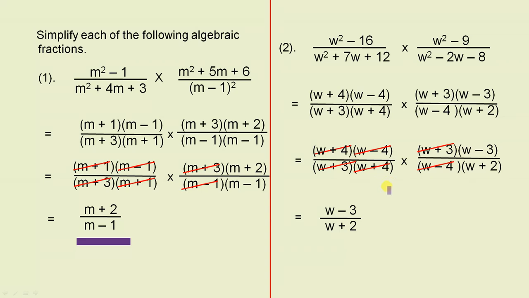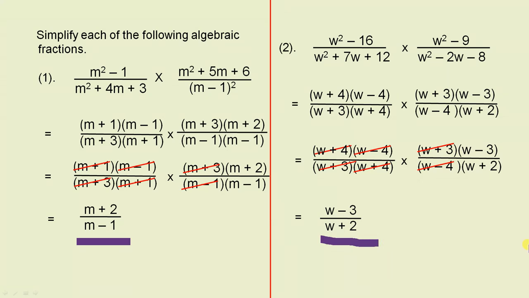Now remember, with cancelling, you can cancel anything from the top with anything from the bottom. So the numerator and the denominator, one must be from the numerator, one must be from the denominator. Both of them can either be in the same algebraic fraction, or you can go across. For example, the W plus 3 can cancel with the W plus 3. We're allowed to do that. Even though this W plus 3 and that W plus 3 are in different algebraic fractions, you can still cancel them together. After we do that, we have W minus 3 over W plus 2.